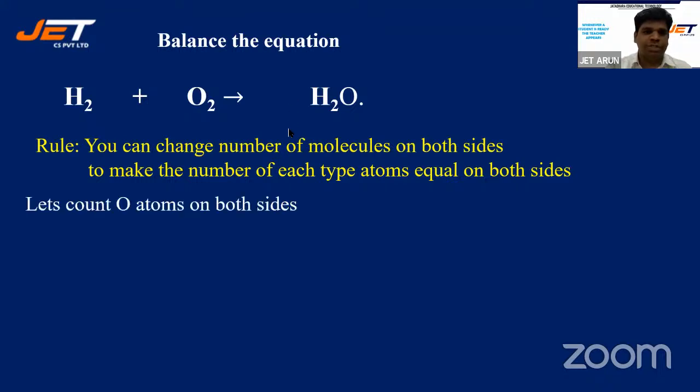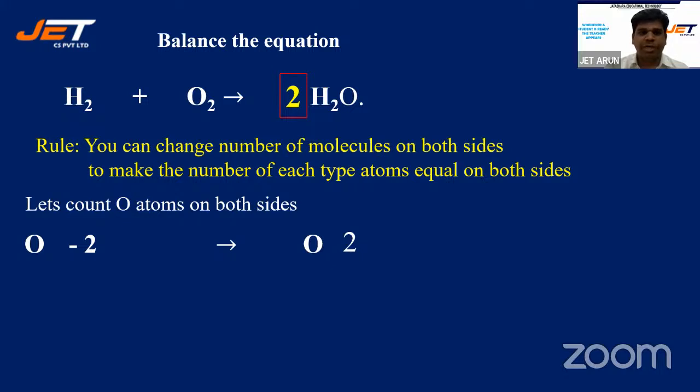So let's count oxygen atoms now. On left hand side, I've got 2. Right hand side, I've got 1. All right. Now, to make them equal, I'll make the stoichiometric coefficient of water molecule as 2. It becomes 2 H2O now. Now, oxygen atoms on the right-hand side now become 2. So it's balanced. Oxygen atoms are now balanced.